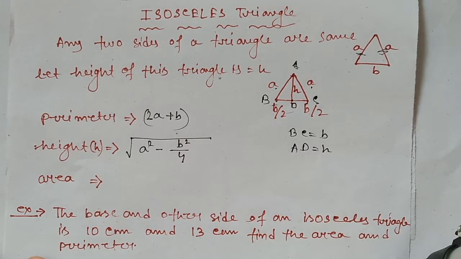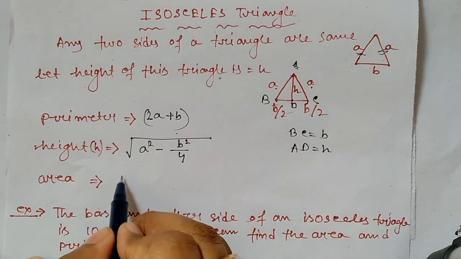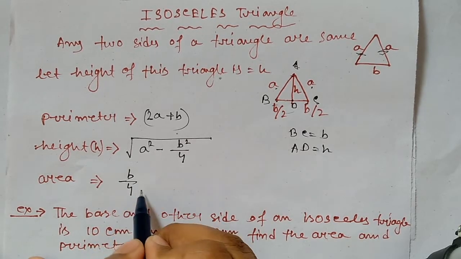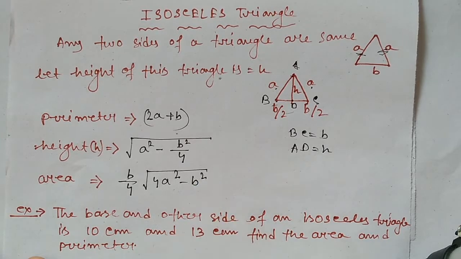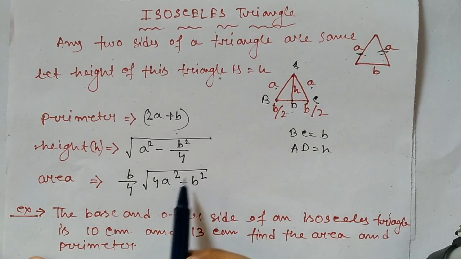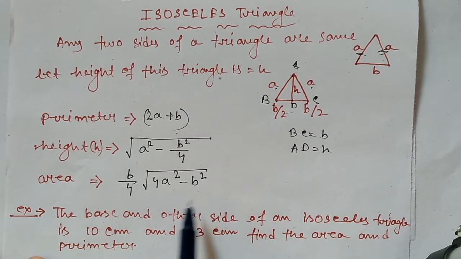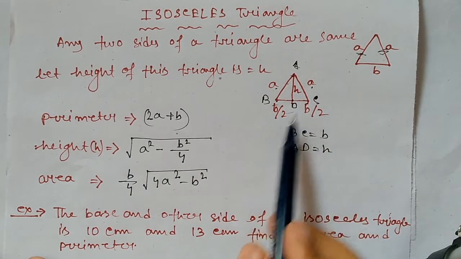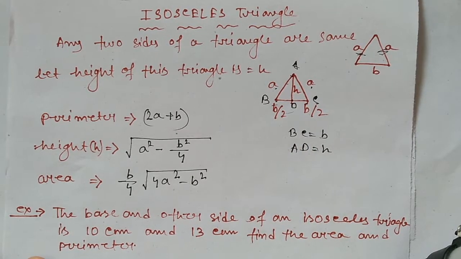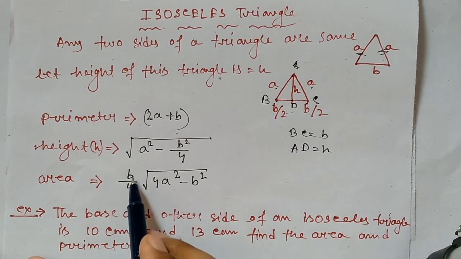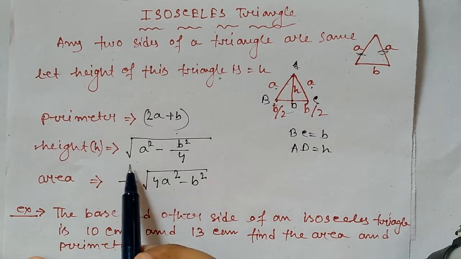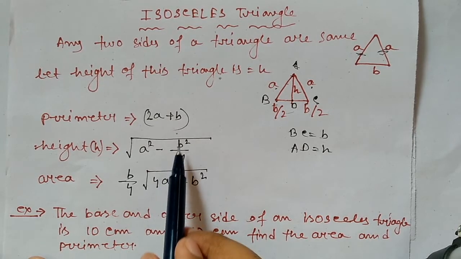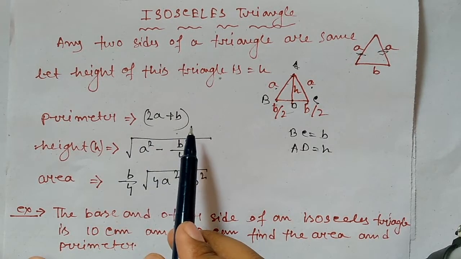Okay, and area of an isosceles triangle, we have another short form, that is B by 4 root over 4A square minus B square. So area is B by 4 root over 4A square minus B square if A is the equal sides and B is the base or other side. Okay, so area is B by 4 root over 4A square minus B square, height is root over A square minus B square by 4, and perimeter is 2A plus B.